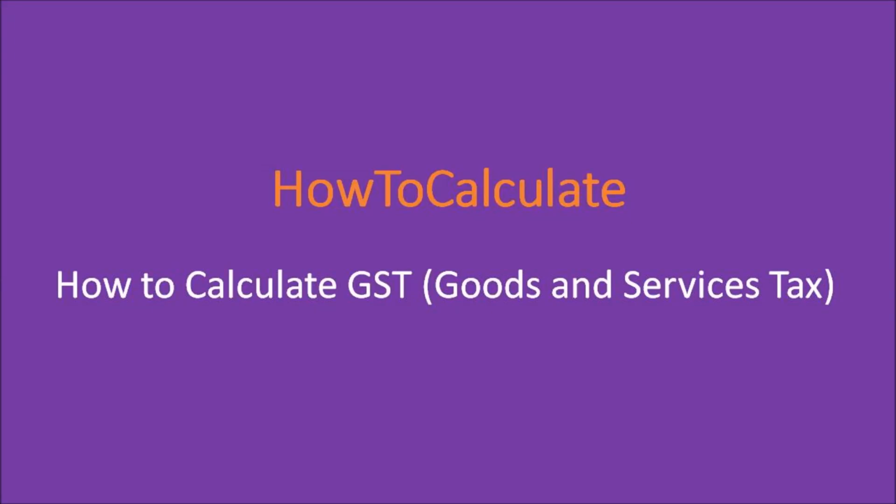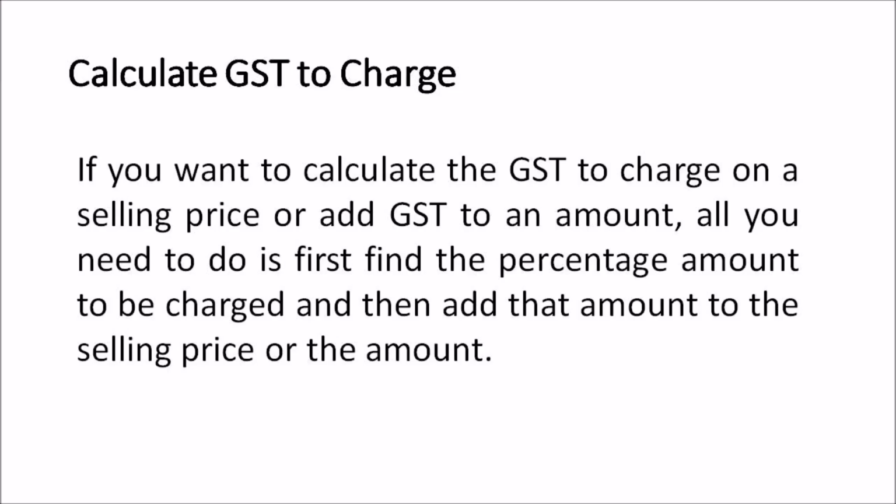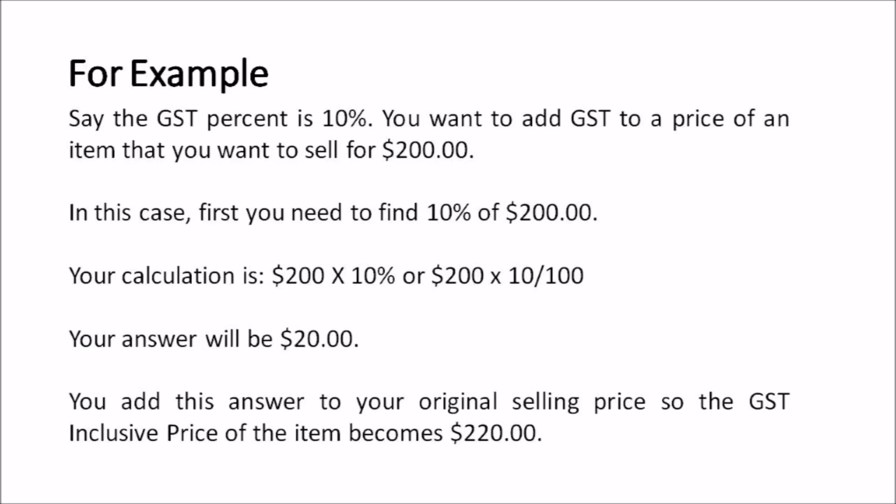Hey everyone, so today we'll look at how to calculate GST. GST is simply goods and services tax. Now, in order to calculate GST to charge on an amount, if you want to calculate the GST to charge on a selling price or add GST to an amount, all you need to do is first find the percentage amount to be charged and then add that amount to the selling price or the original amount.